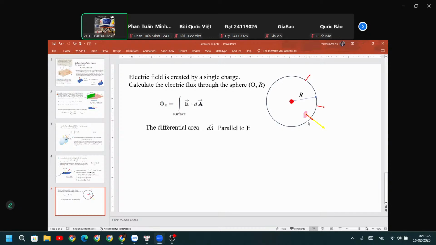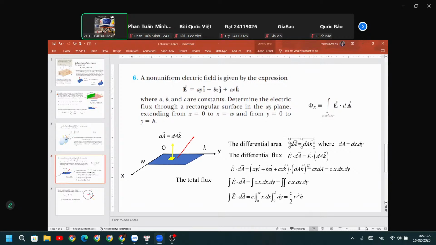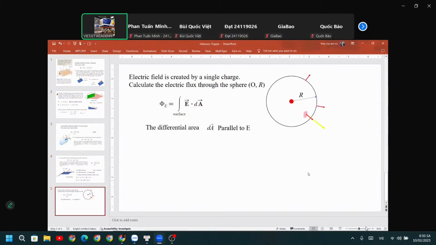And remember the vector points outwards of the sphere. So the yellow vector is correct already. So they are parallel with each other. So E and dA. I mark it for you. E and dA.